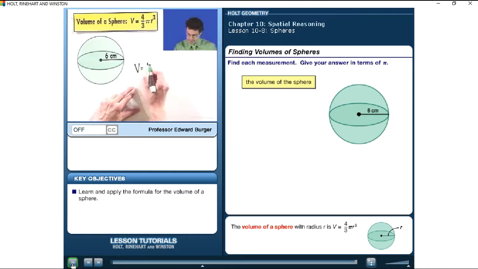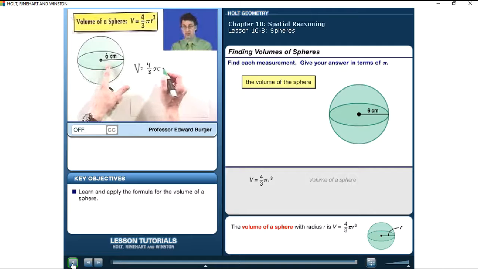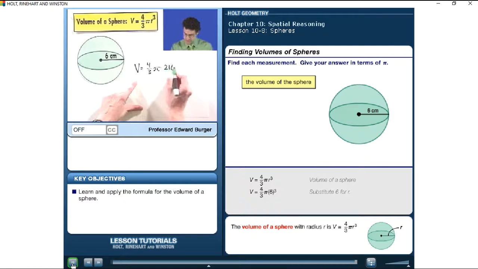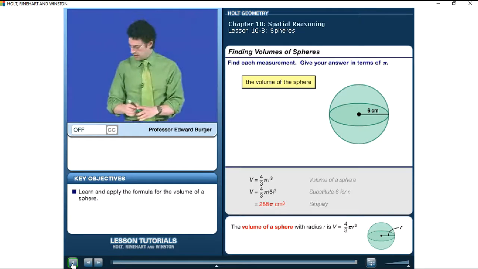The volume is 4/3 pi r cubed. In this case, r is 6, so we have 6 cubed, which is 216. And so this becomes 288 pi centimeters cubed. It's a volume, so the units are cubed. Neat. All right, let's try another example.